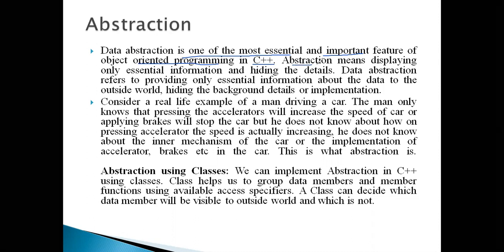Now, what do we mean by abstraction? Abstraction is going to display only essential information and hide the details. That indicates that whichever information is required and important, only that information will be displayed. It is not going to display the entire information. Which one is important, only that will be displayed, and the information that is not important will be hidden. That is nothing but abstraction.